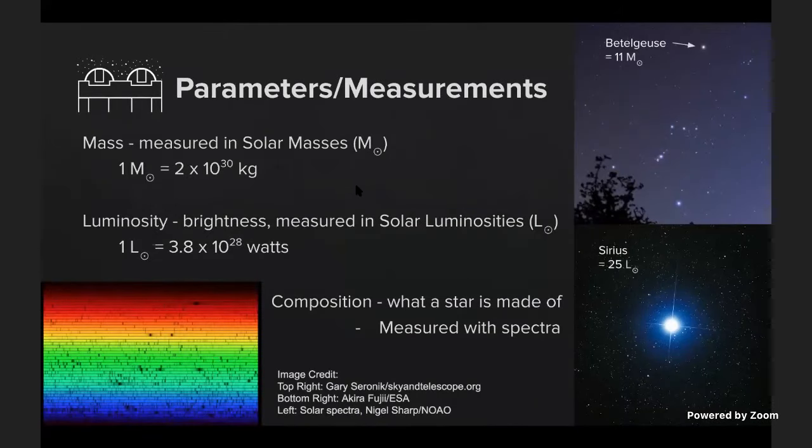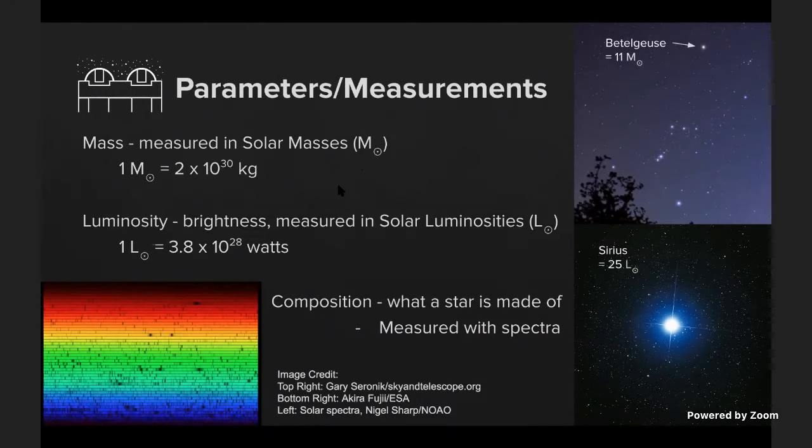Now that we know the basics of what stars are, let's move on to how we characterize them. When we research stars, there are a bunch of different parameters that we measure, such as mass, temperature, and luminosity. Mass and luminosity are two of the most important parameters in star research, and we use these to classify them, which you'll learn more about later on.